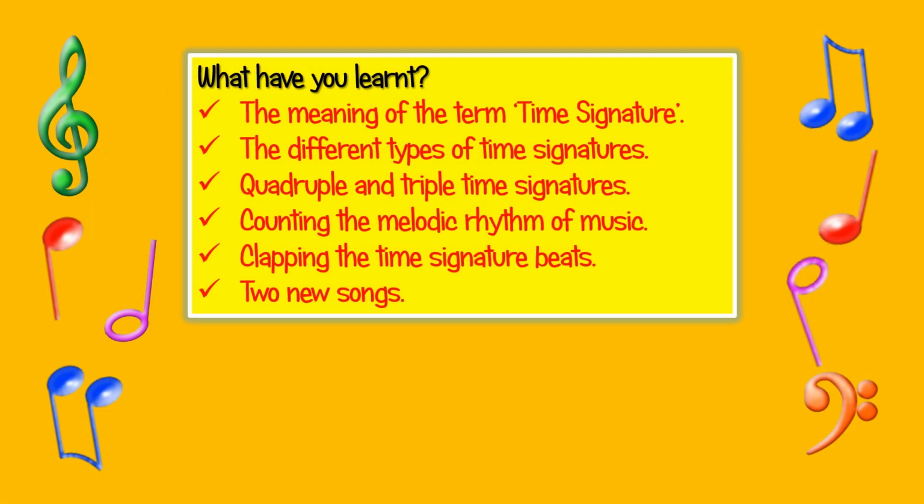What have you learnt in this lesson? You learnt the meaning of the term time signature. You discovered that there are different types of time signatures. You found out about quadruple and triple time signatures. And you clapped the melodic rhythm of music. You also learnt how to clap the time signature beats in a bar of music. You sang 2 new fun songs.